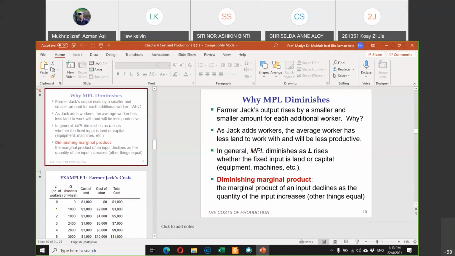The reason is when you increase a variable input like labor on a fixed input like land, eventually the additional output that the firm produces will tend to decline. So that is on the MPL.